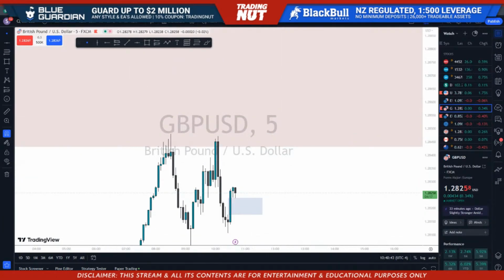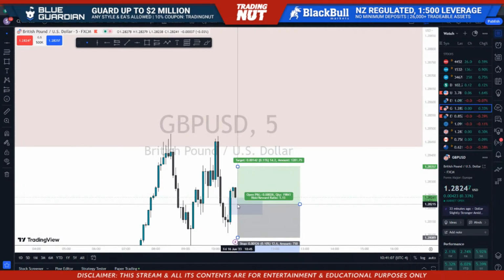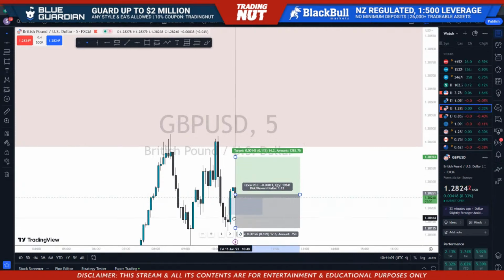Alright, so we've tapped in. I was not tapped in on my terminal, so that's unfortunate. But what I will do is I'll just wait for price to come down a little lower into this fair value gap, just to fill in some of the imbalance in price. Hopefully it comes down here.